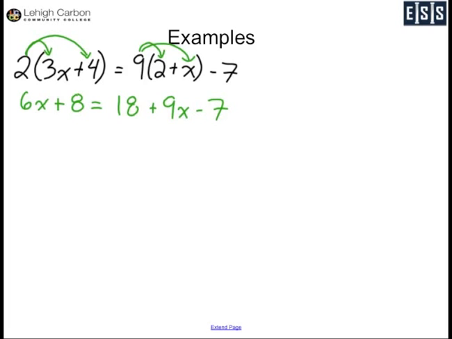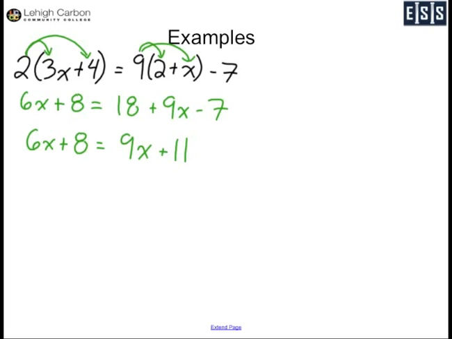Look for like terms on each side of the equal sign. On the left, I have an x term and a constant. On the right side, I have a constant, an x term, and a constant. So I can combine the constants. 6x plus 8 equals 9x, 18 minus 7 is 11.